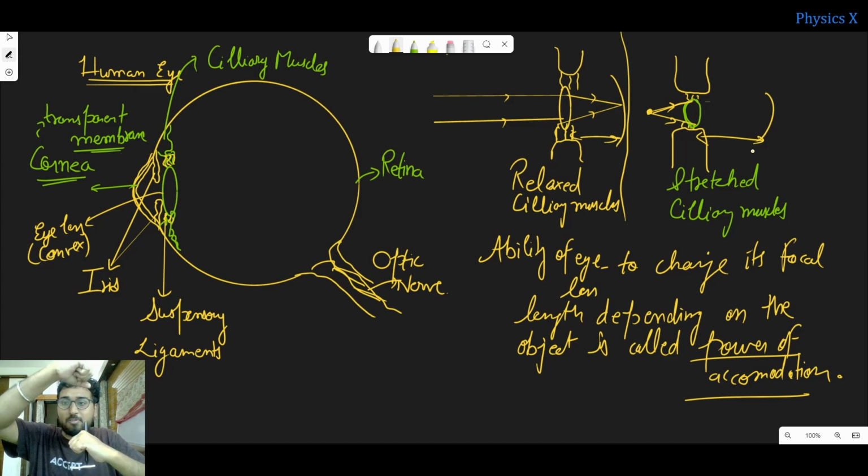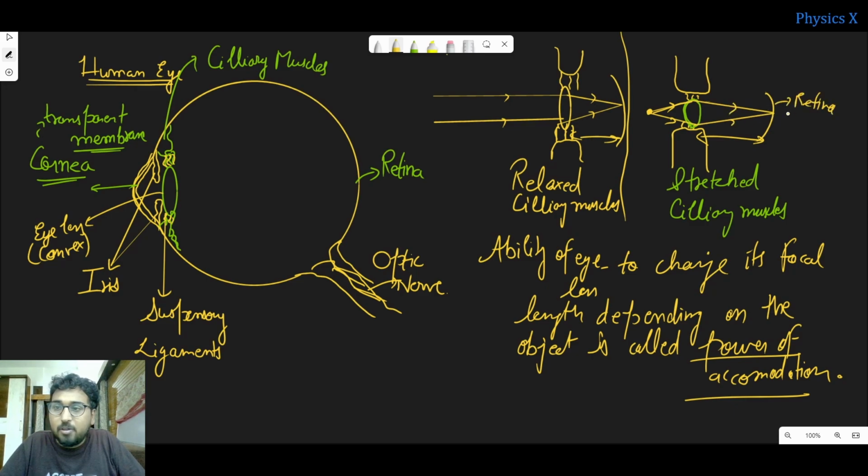When the ciliary muscles get stretched, the lens becomes thicker. And now a nearby object can properly focus this refracted ray of light onto the retina. So this is how your power of accommodation works. The ciliary muscles adjust and change the focal length of your eye lens, and you are able to see objects placed very near or far from the eye.